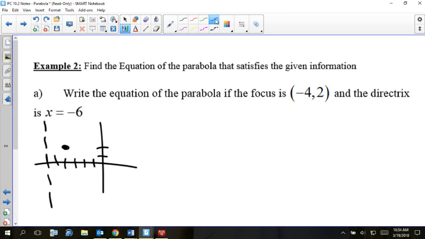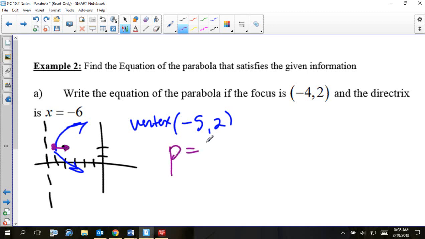I also know that the focus and the directrix are evenly spaced around that vertex, so that vertex is going to be exactly in the middle of those. So I can find my vertex: -5, 2. I know it's opening to the right. My p-value is how far I go from the vertex to the focus. Should I go +1 or -1? I went +1 because I went to the right, so my p is +1.